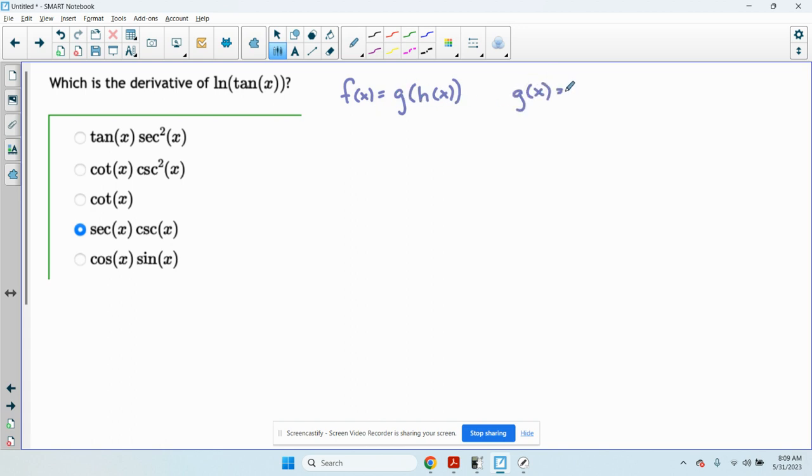The outer function is the ln of x. The inner function is tan x. So if I were to take the composition of this, replace or find g of h of x, replace x and g with this, you get ln of tan x. So this just means that to find the derivative, I'm going to have to use the chain rule.